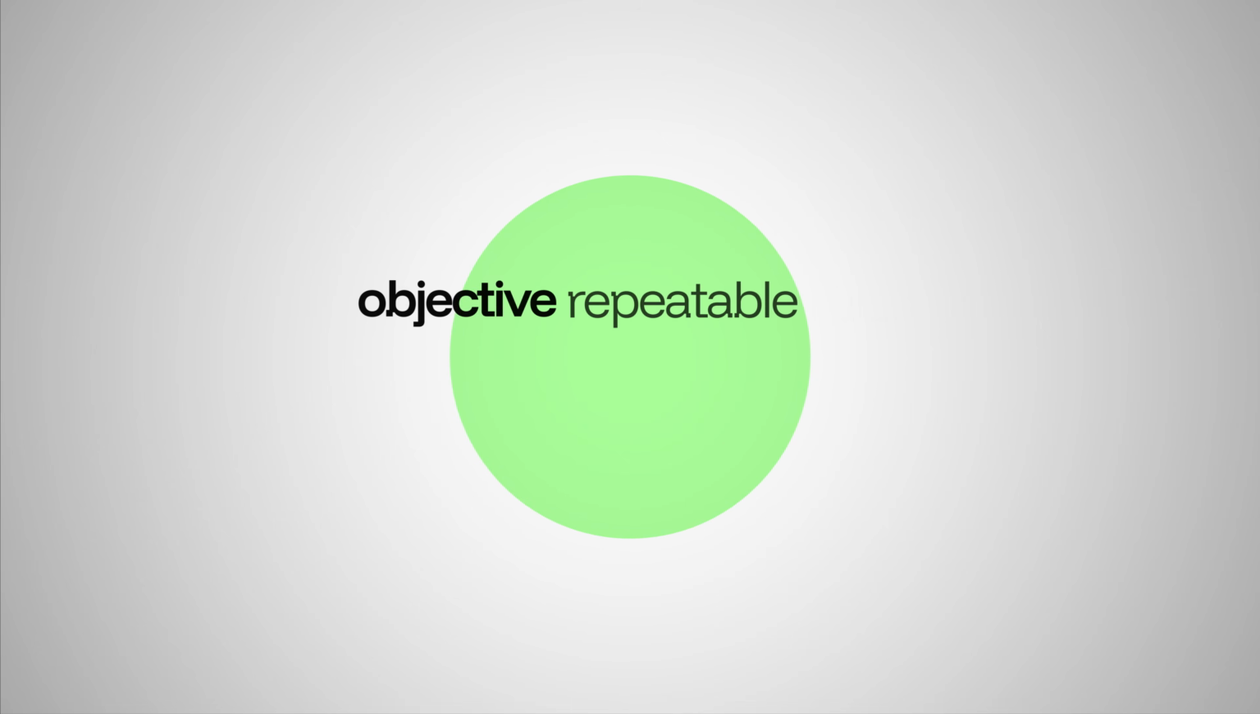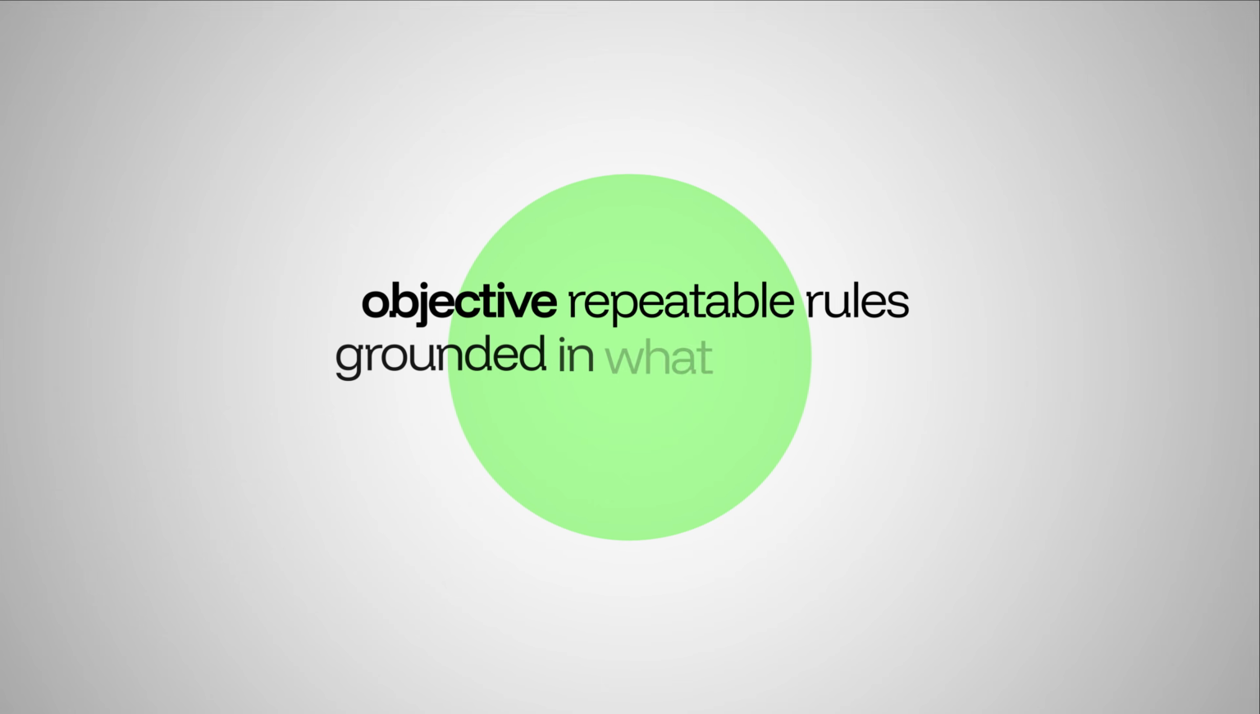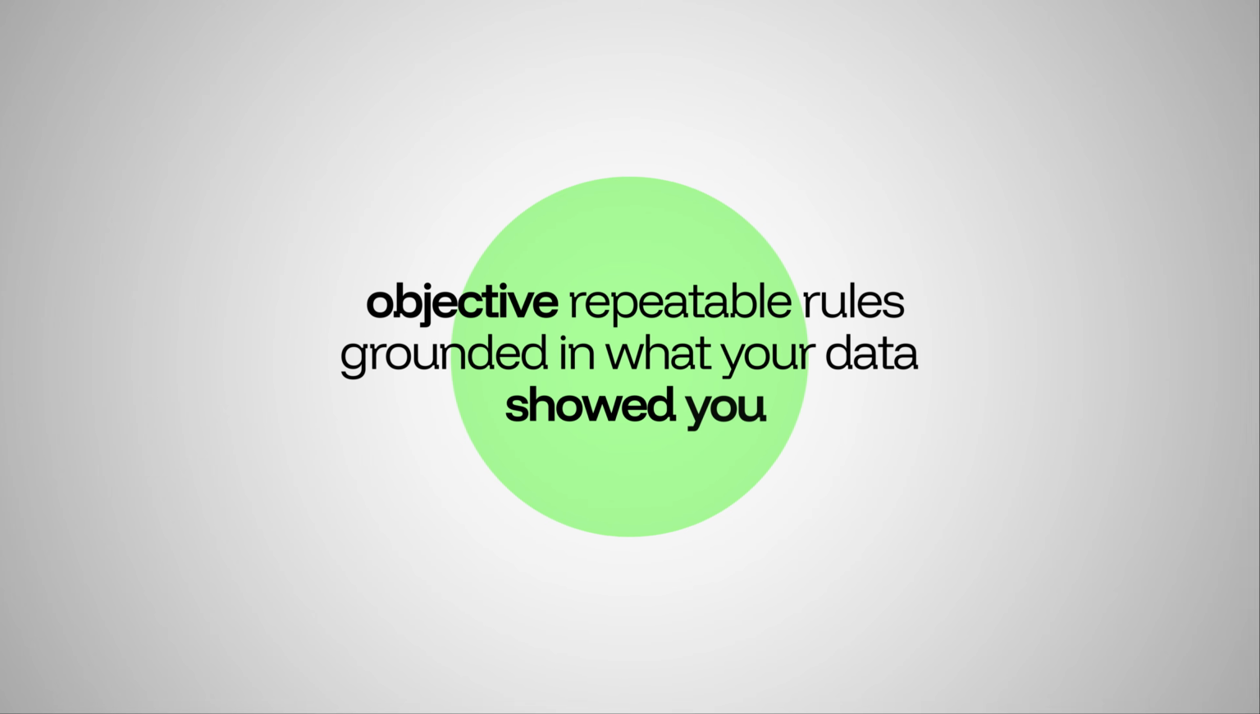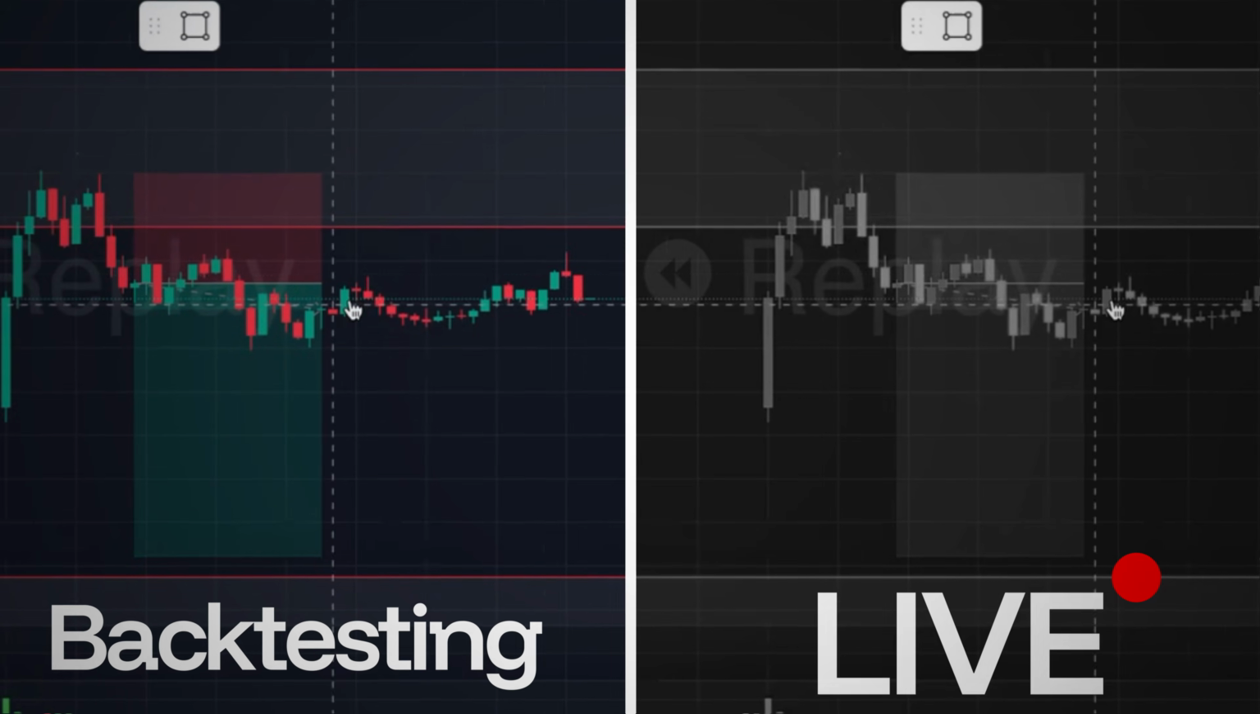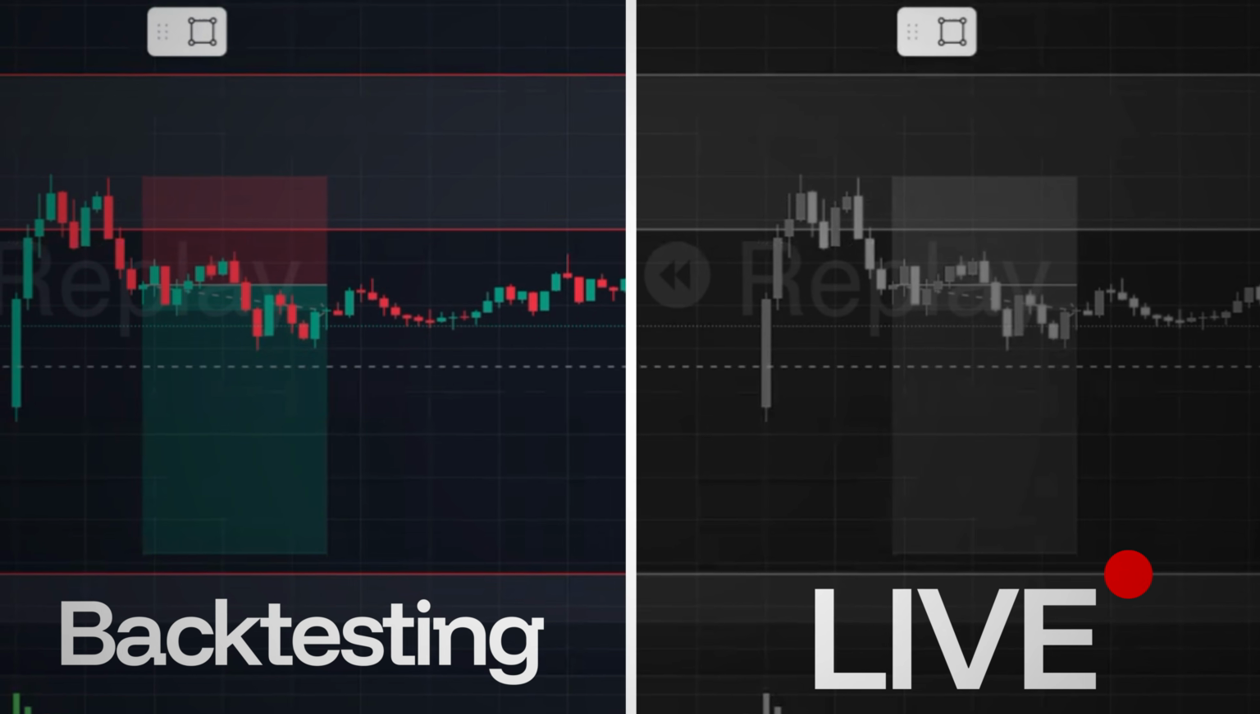And I mean clear, not based on a feeling or intuitions. Objective, repeatable rules grounded in what your data showed you. If your rules are vague in backtesting, your results won't transfer to live trading. You need the same exact structure in both environments, and that's how you transfer your successful backtesting and paper trading results to live trading.